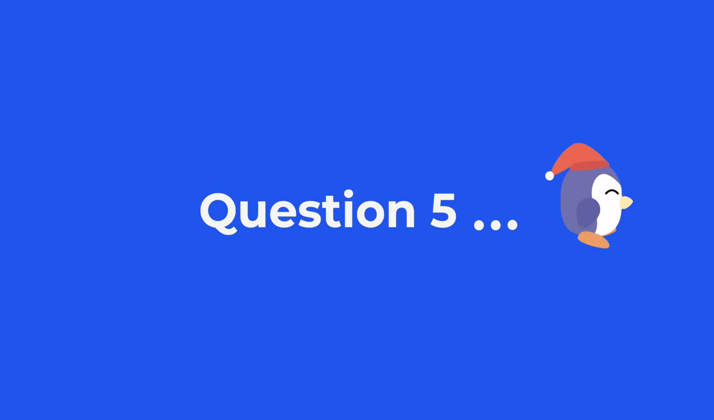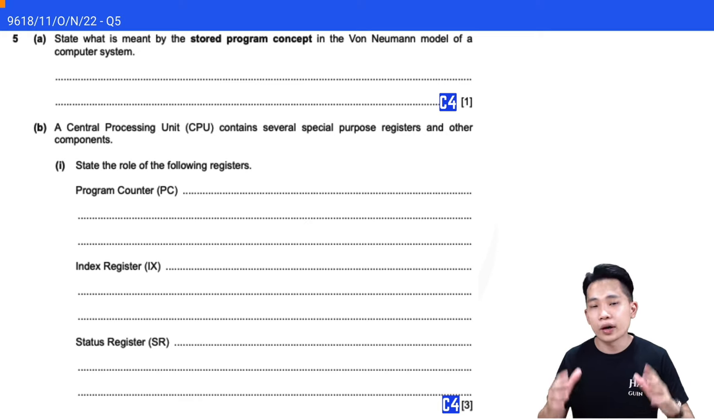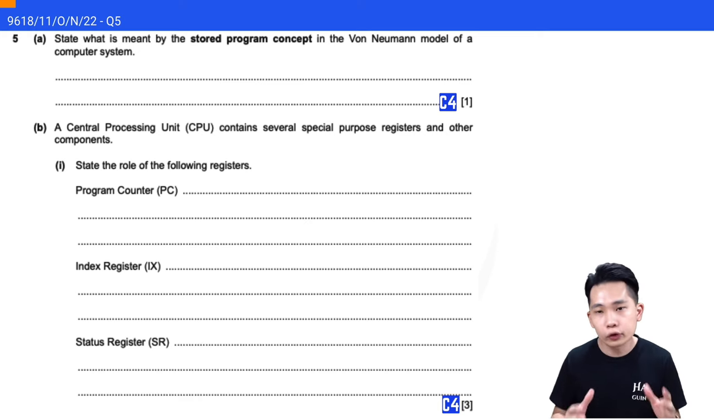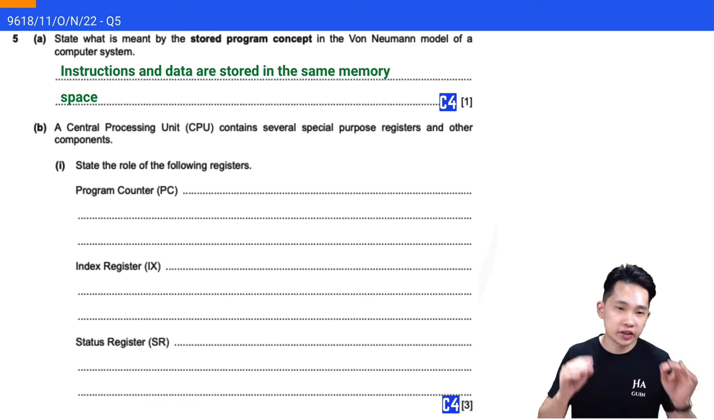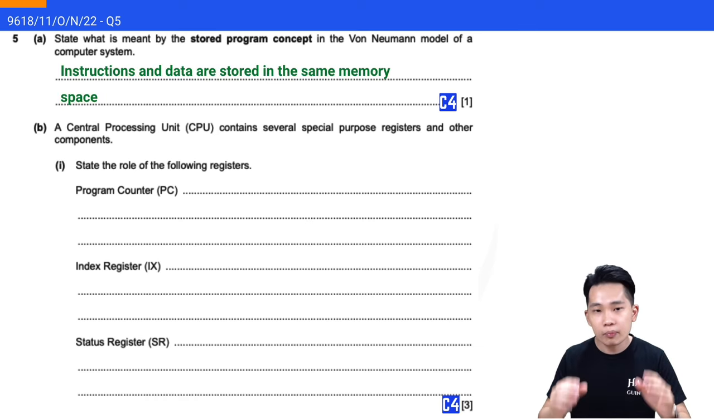And now let's proceed to question 5. State what is meant by the stored program concept in the von Neumann model of a computer system. And the answer will be instructions and data are stored in the same memory space.